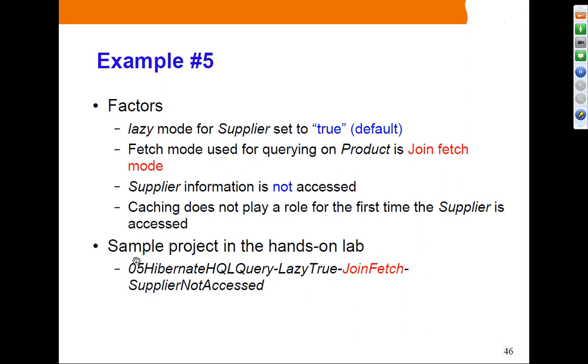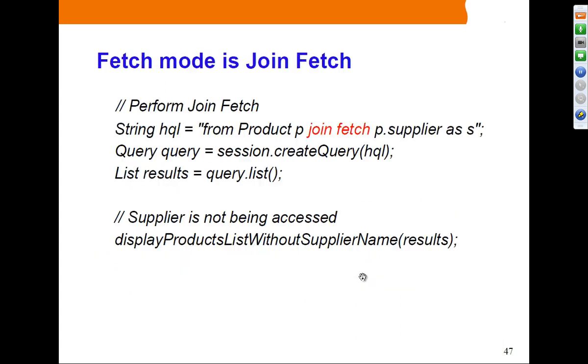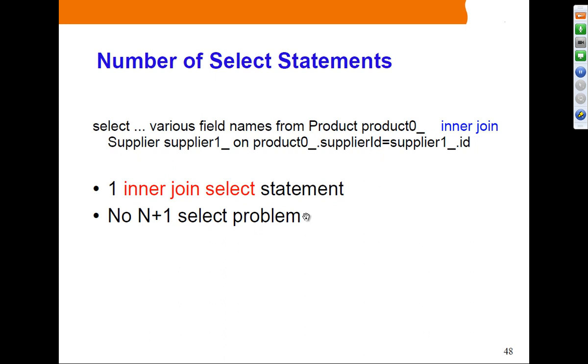In this case, basically what we are going to do is use a join fetch HQL. So the fetch mode in join fetch, this is what we do. And what we are going to see is a single select statement where an inner join is being used. So you don't see any n+1 select problem in this case.